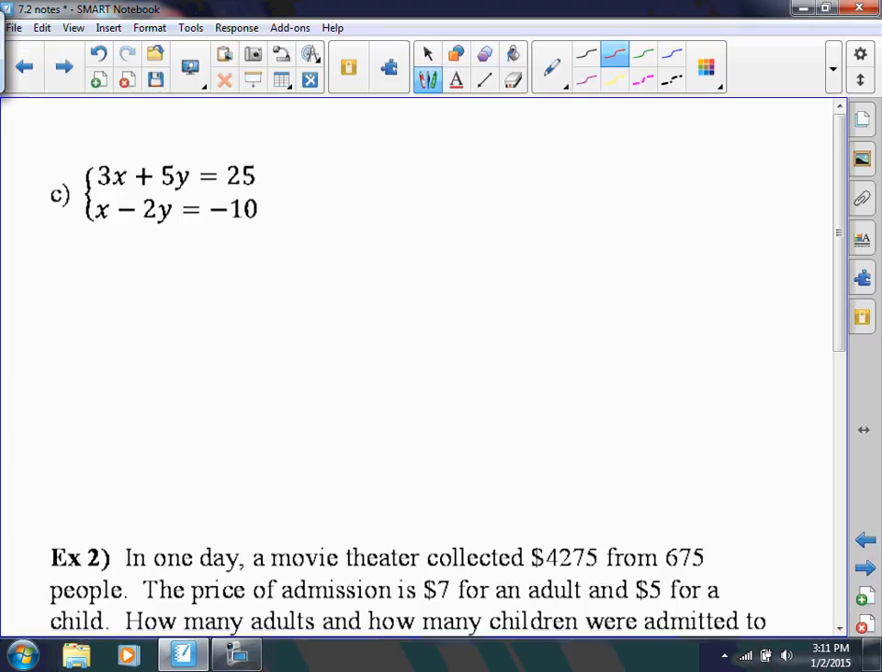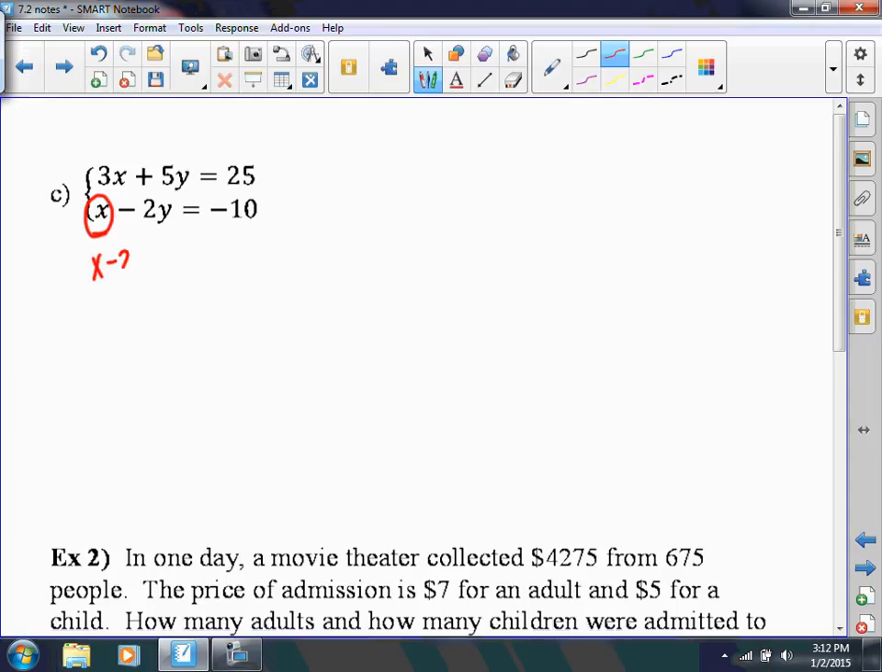Now this system is probably the toughest of the systems of equations that we've seen so far. And I say that because there's lots of coefficients in front of our variables. I have a 3x and a 5y and a negative 2y. The only equation that has a variable that's by itself is the bottom equation, and that's for the x. The x is by itself, meaning it's just 1x. So that's the equation that I'm going to solve for. So I'm going to solve that equation for x.